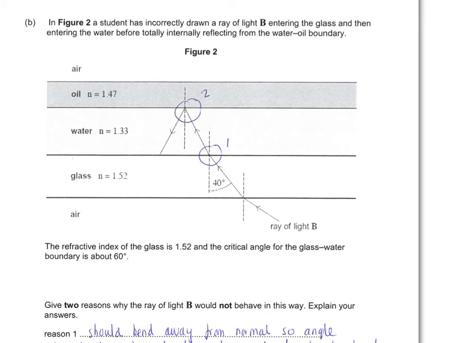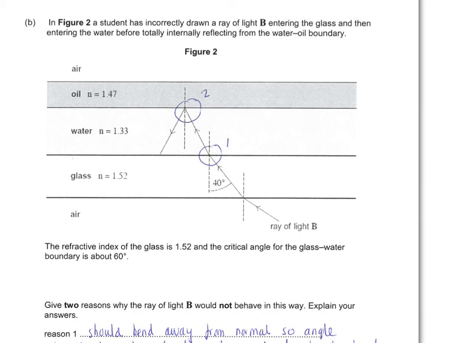Now we consider the refracted ray as the light passes from the glass into the water. The refractive index has reduced, and therefore this refracted ray should bend away from the normal. This is our first incorrect point that we've noticed. So we must say that the angle of refraction should be larger than the angle of incidence, because the refractive index in water is less than the refractive index in glass. We could explain that the ray of light will travel faster in the water than the glass.